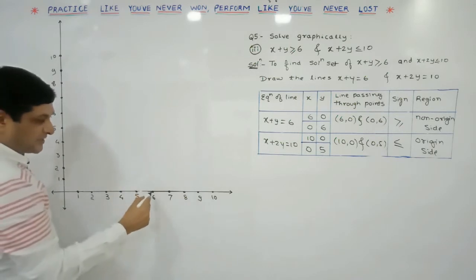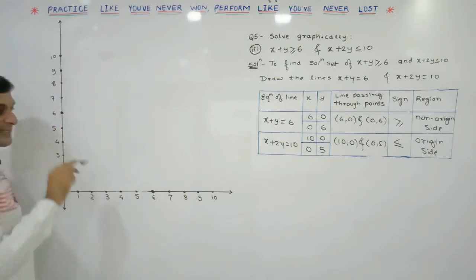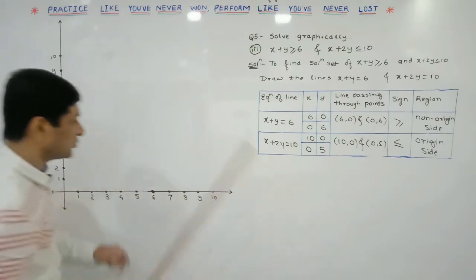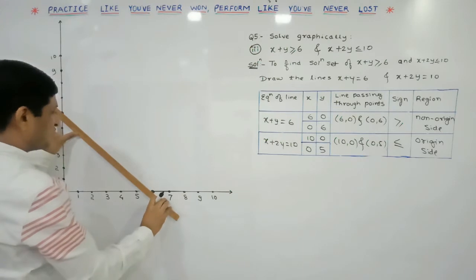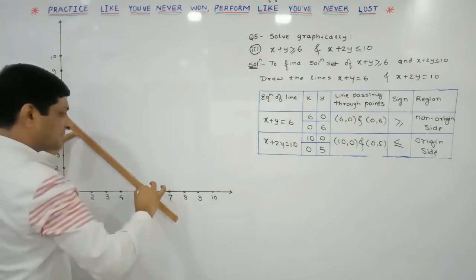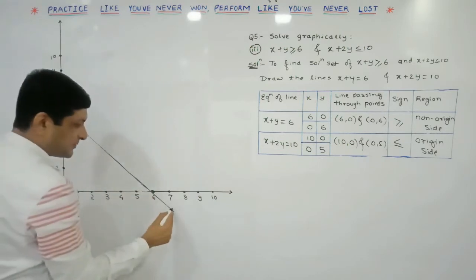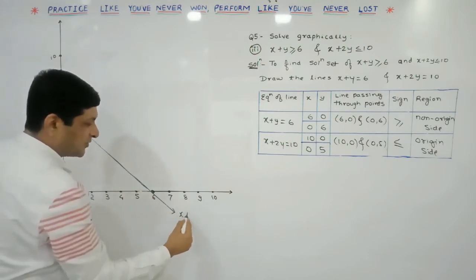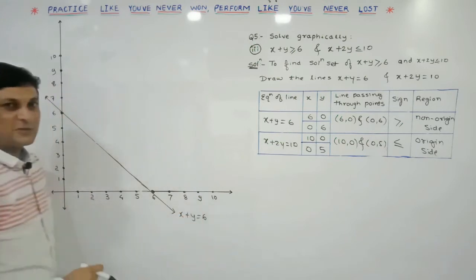Coordinates of points on the first line are (6, 0) and (0, 6). Let us draw a line passing through these 2 points. So this is our first line, x plus y is equal to 6. Here the first line is constructed, which passes through the points (0, 6) and (6, 0). x plus y is equal to 6.